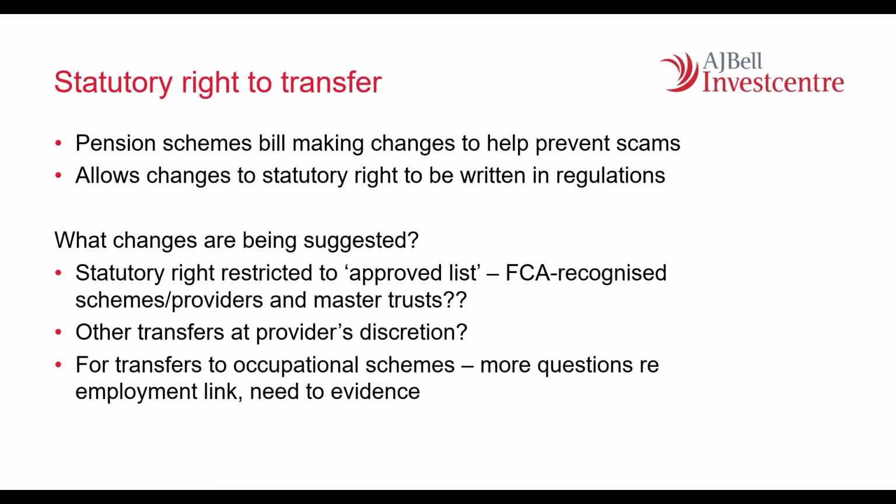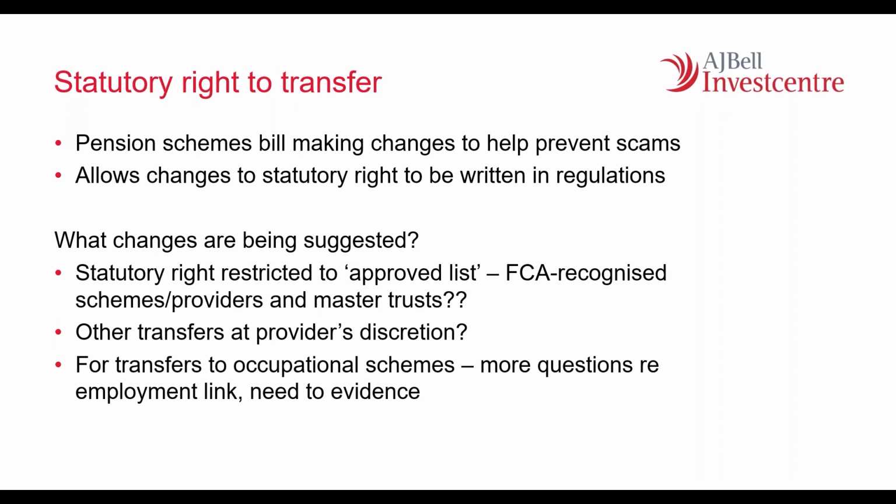But what changes are being suggested? What do we think is going to happen, from the debates that we've had so far in Parliament? One of the key ideas seems to be that the statutory right to transfer is going to be restricted, possibly to an approved list, which would be FCA-recognised scheme providers and master trusts. The statutory right would still apply, but it doesn't mean you can't transfer to schemes that aren't on that list, but there'll be a bit more provider discretion about it. So also when you're doing transfers to occupational schemes.